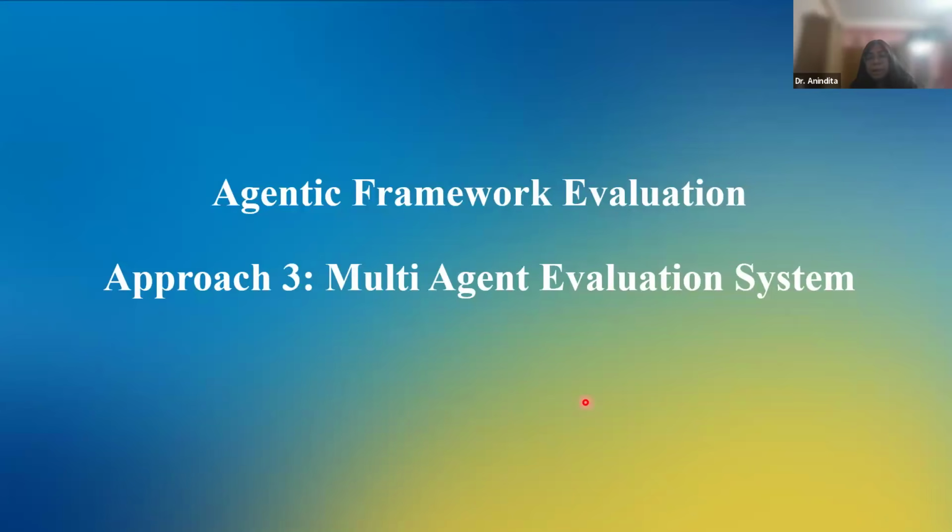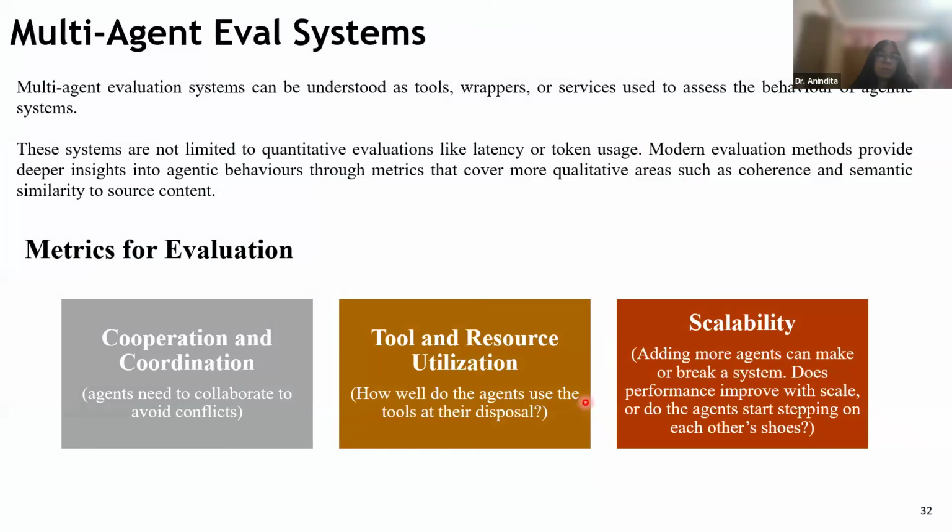Another approach is the multi-agentic evaluation system. Till now, the evaluation systems we have seen are majorly for a single agent, because we are evaluating different things in the agent itself or the agentic pipeline. But in the multi-agentic system, we concentrate more on how different agents are communicating with each other. So the metrics will also differ, because metrics for evaluation will be cooperation and coordination, since agents need to collaborate with each other, and how different agents are communicating among themselves.